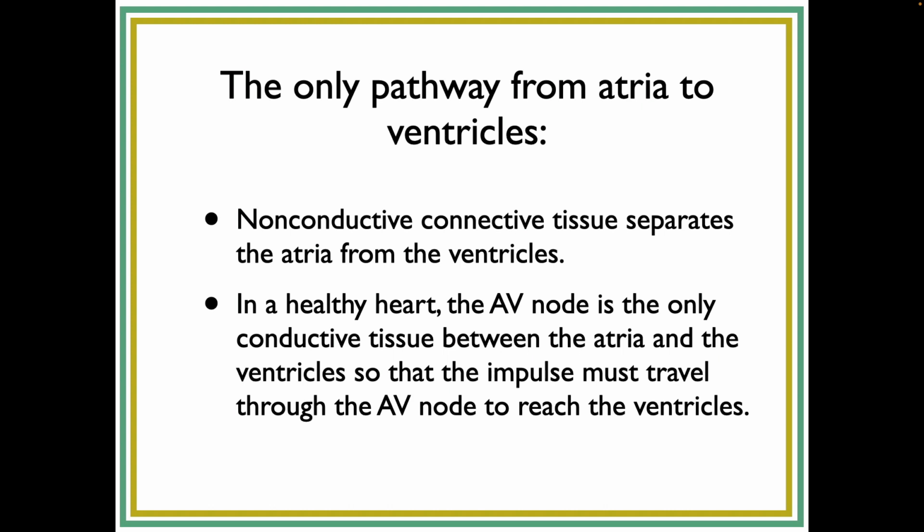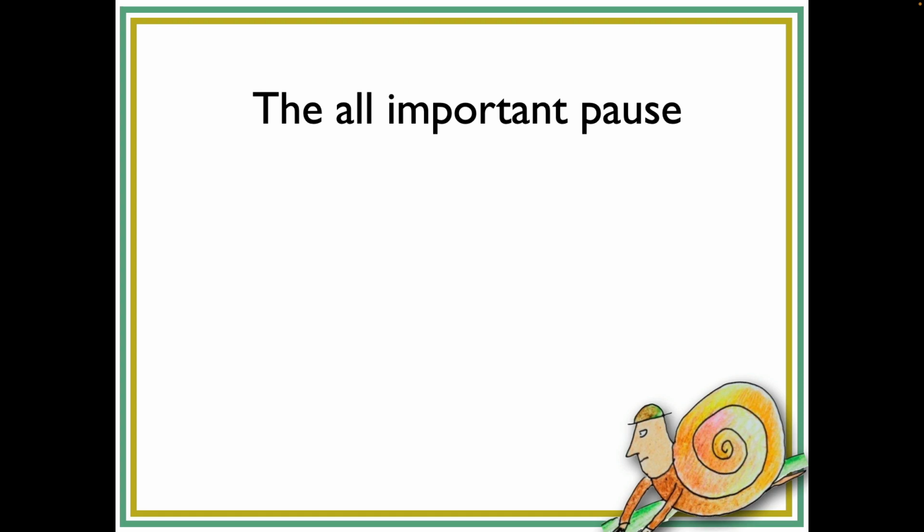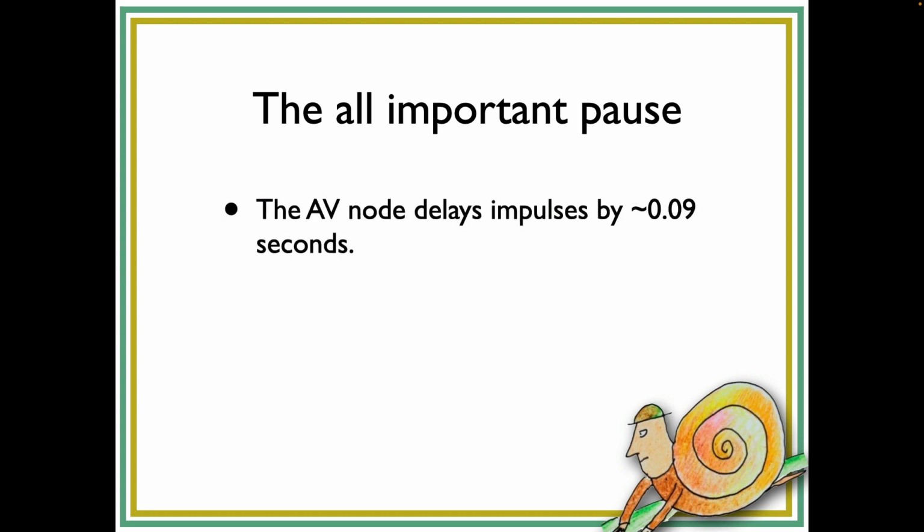Okay, we're just going to go through these a little bit. The only pathway: non-conductive connective tissue separates the atria from the ventricles. In the healthy heart, the AV node is the only conductive tissue, okay? The all-important pause. The AV node delays impulses by about 0.09 seconds, which, what's the big deal with that? But in cardiac time, that's an age. Okay, that's a long time.